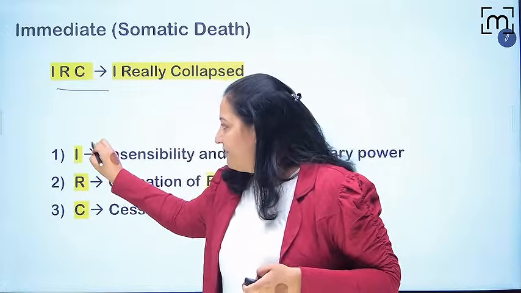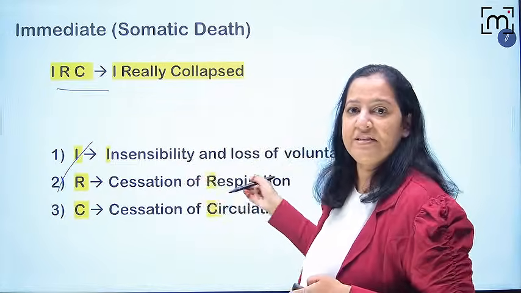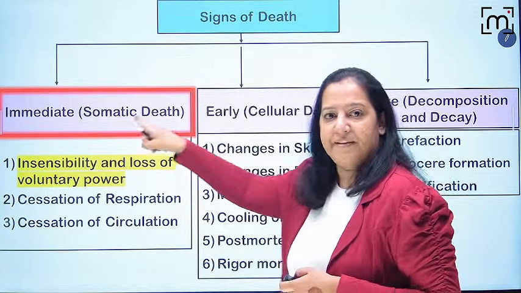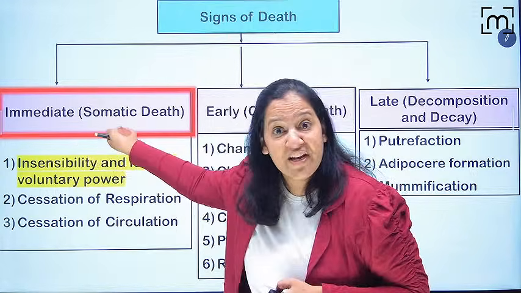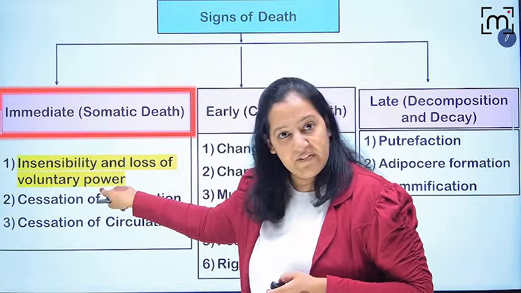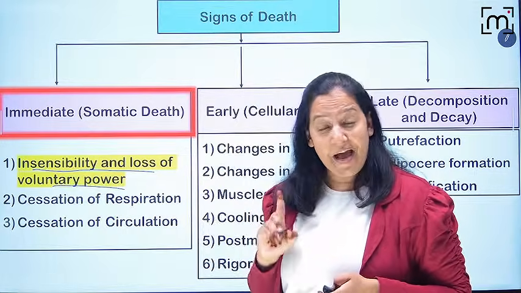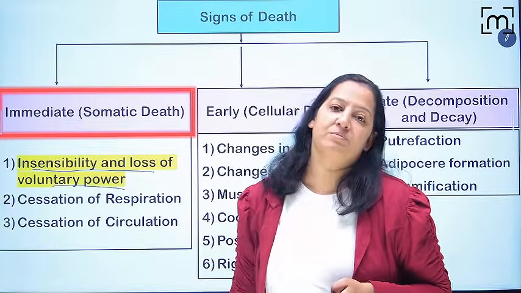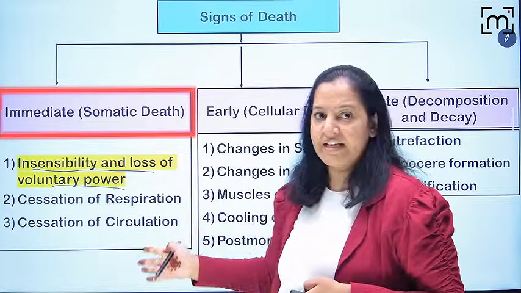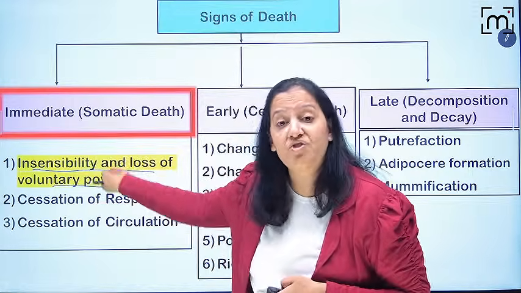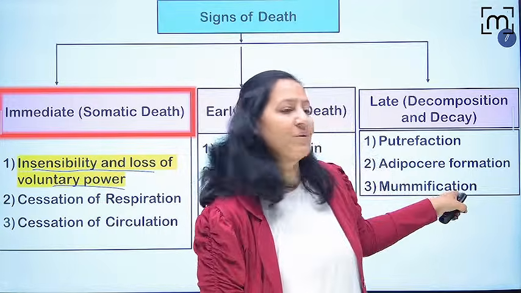So I will start with the first change, that is insensibility and loss of voluntary power. Out of the 3 immediate changes, I'm starting with the first one. So it's an MCQ. What is the earliest postmortem change? You get multiple options among these. So the answer is this one. This is the earliest postmortem change. Please learn it. And this is the last one.